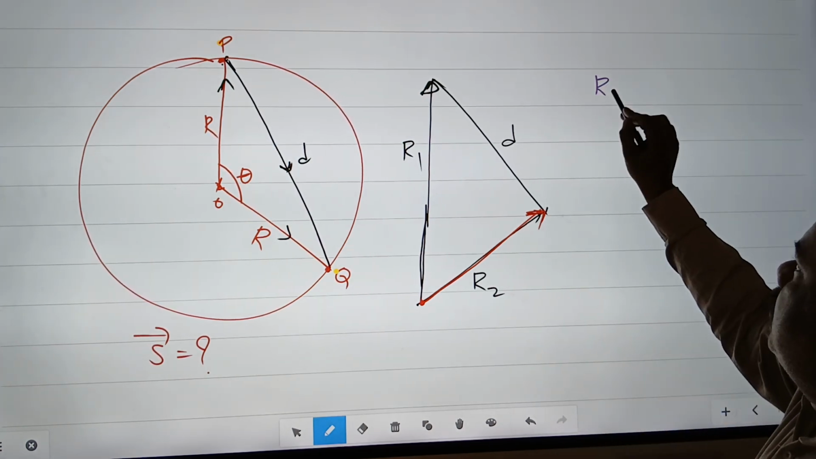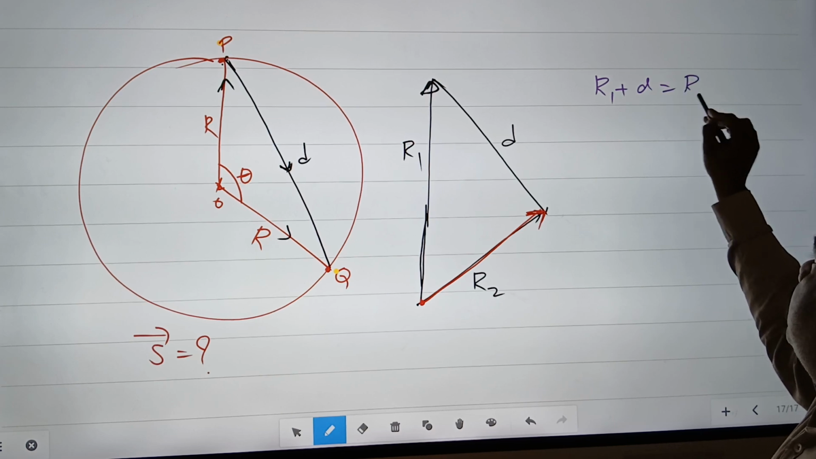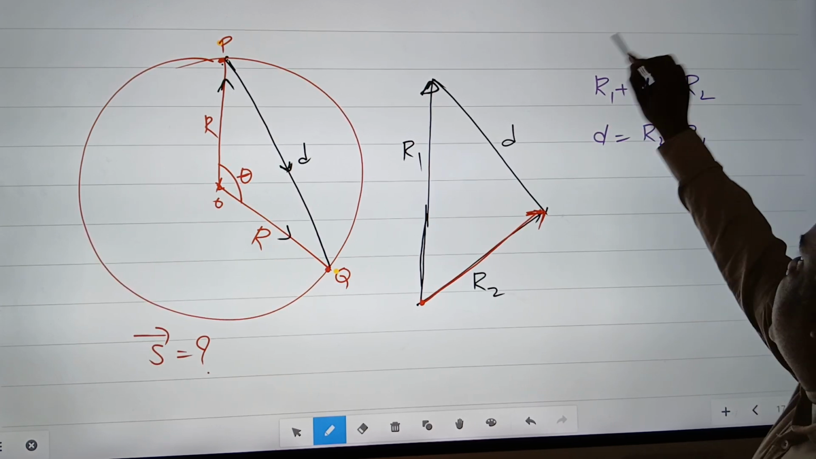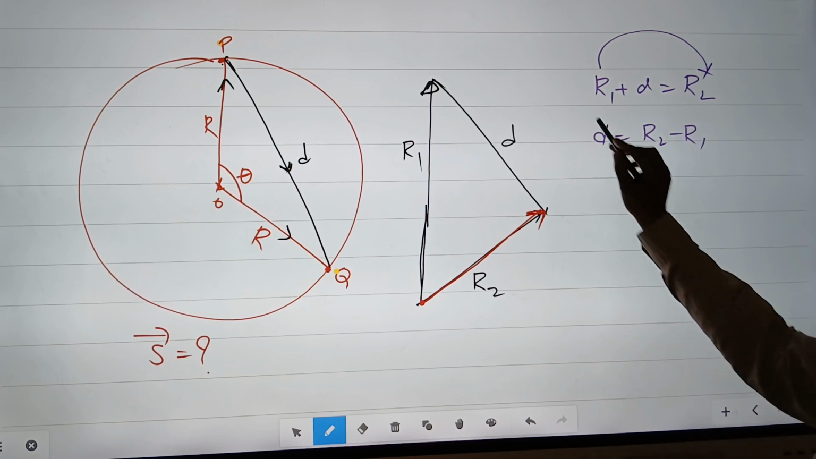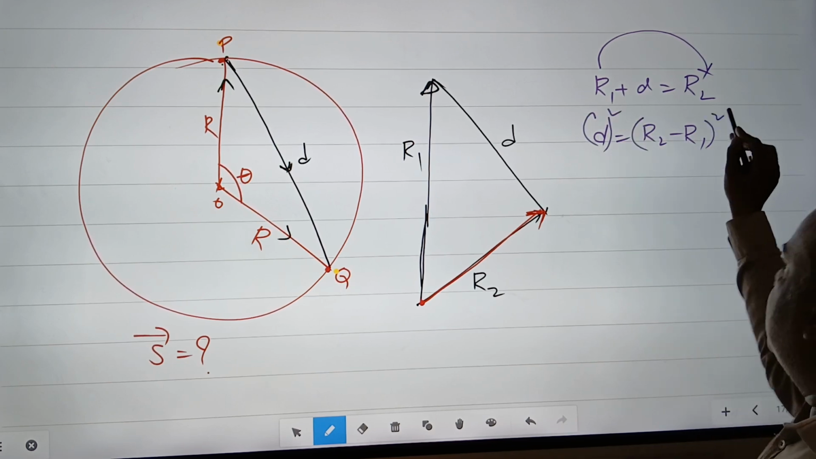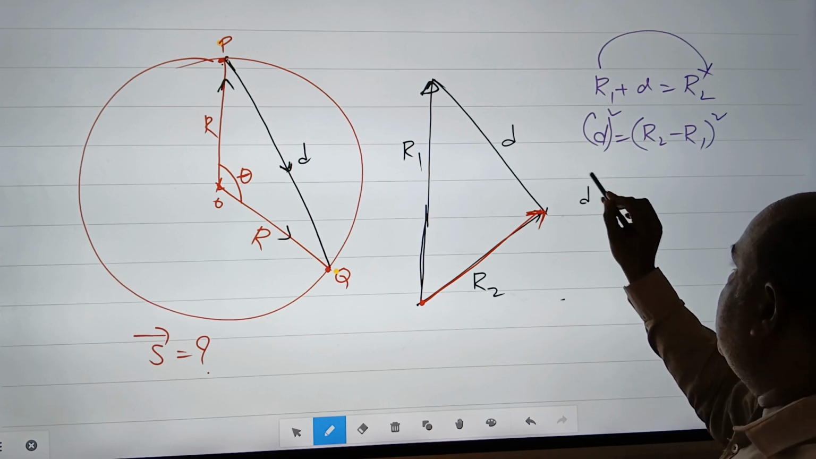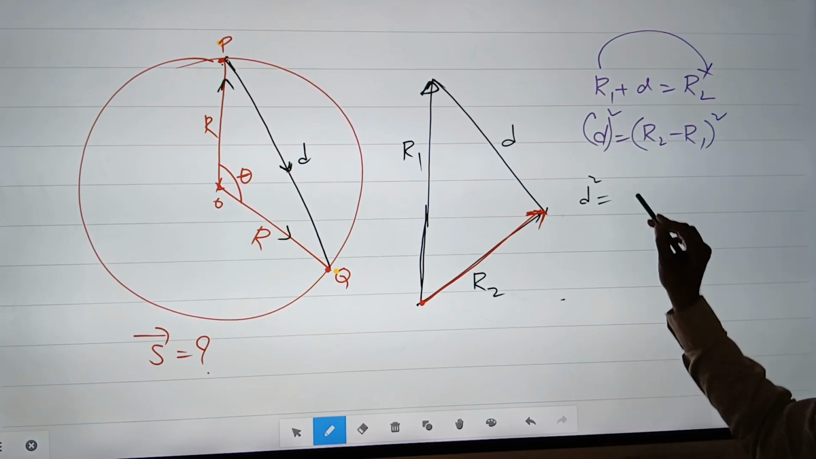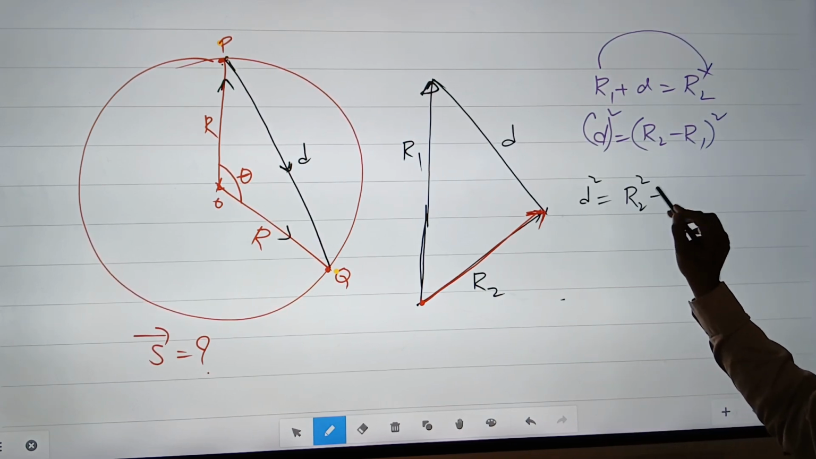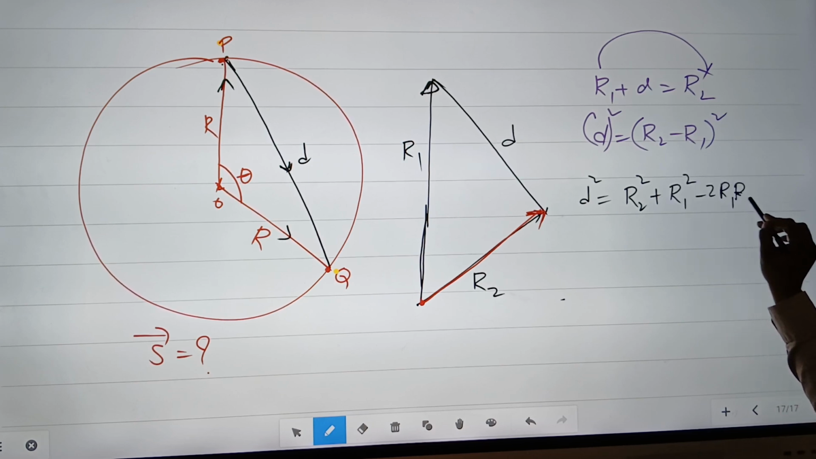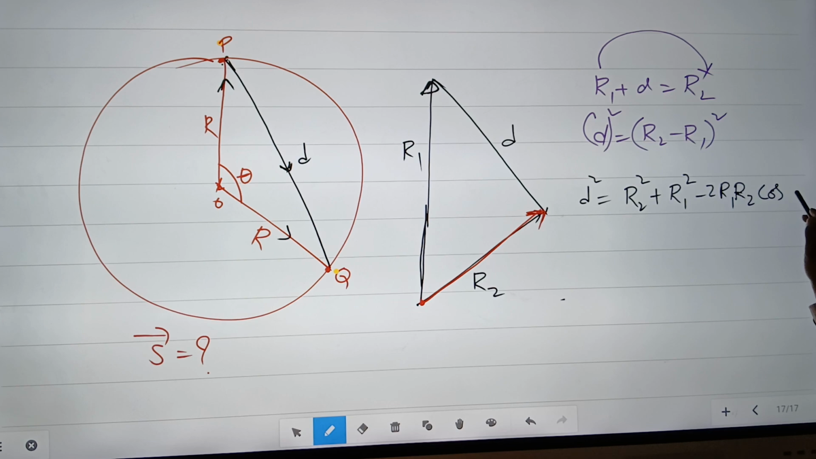Same method, R1 plus D is equal to R2. D is equal to R2 minus R1. We will send R1 to this side. Squaring on both sides, what will happen? D square is equal to A minus B whole square, A square plus B square minus 2 R1 R2 cos theta. Vector method, 2 R1 R2 cos theta.